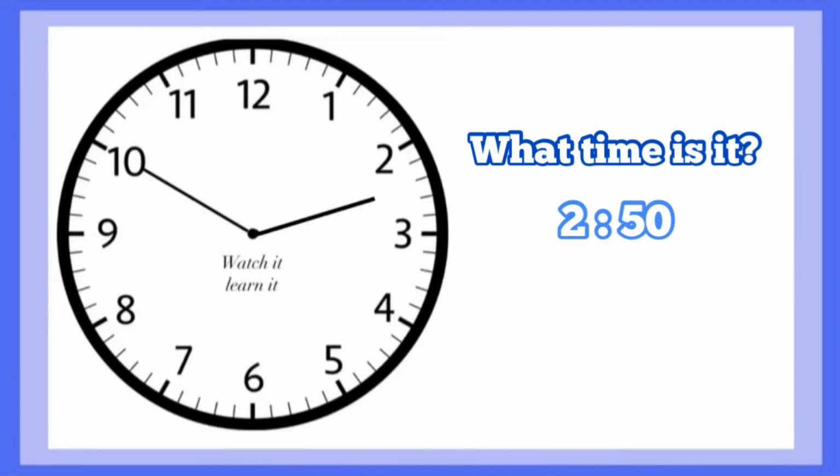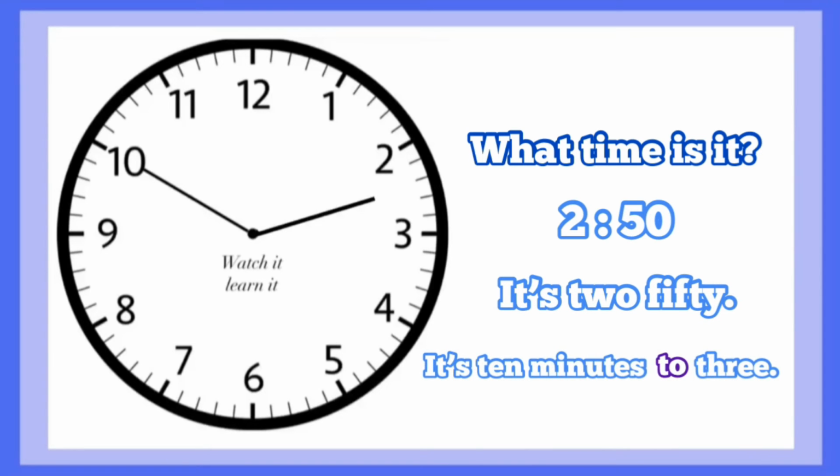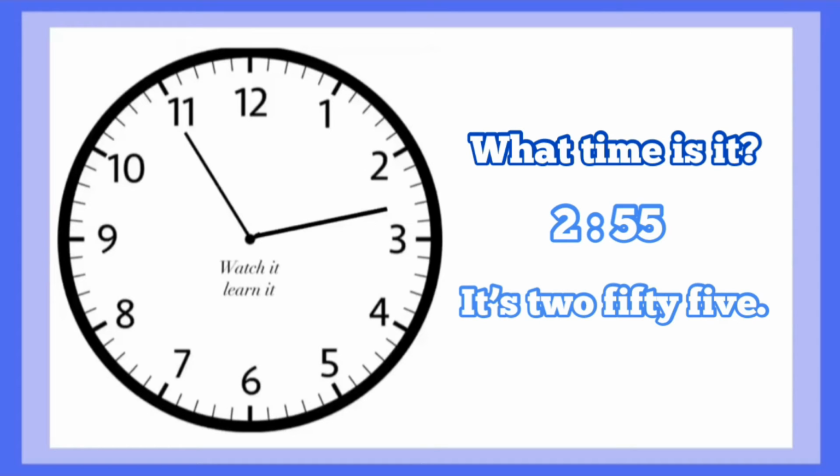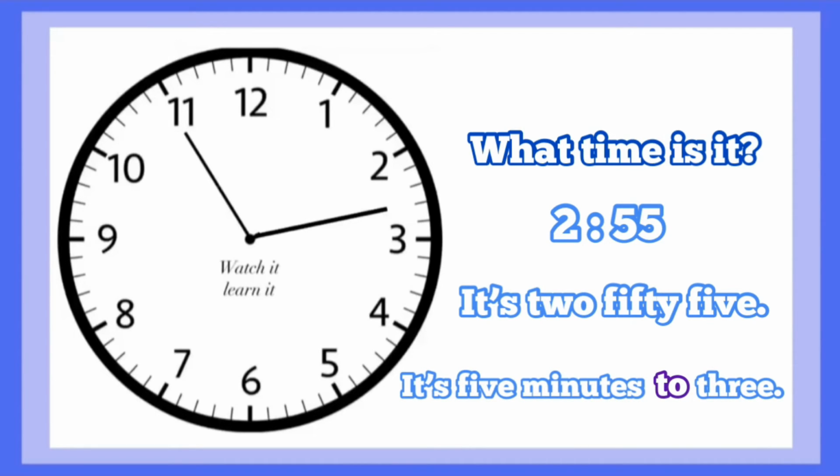Okay, now it is so simple for you. As you know, there are 2 different ways that you can express the time. You can say it is 2:50 or 10 minutes to 3. And the last one, as you can see, the hour hand is getting closer to 3 and the minute hand is pointing at 11. So you can say it is 2:55 or 5 minutes to 3. Both of them are correct.